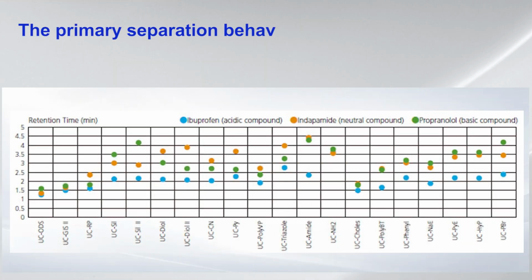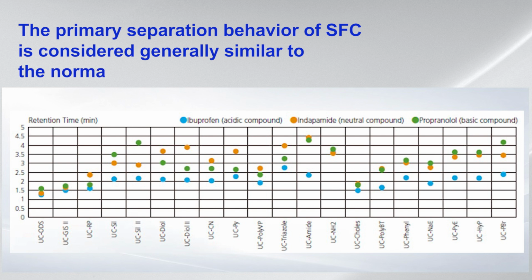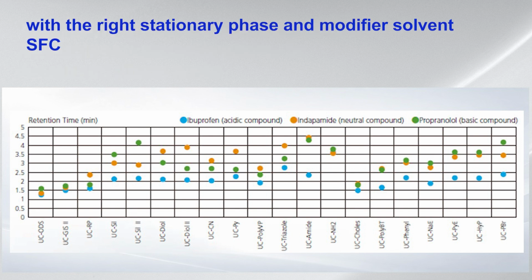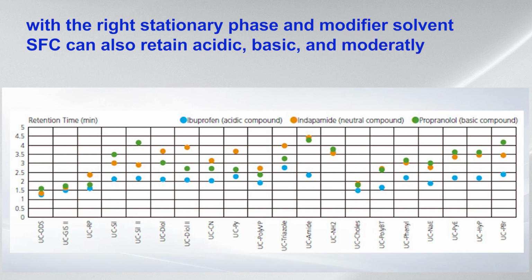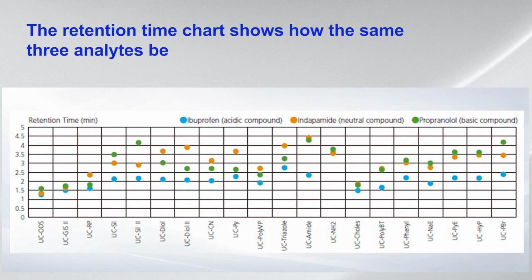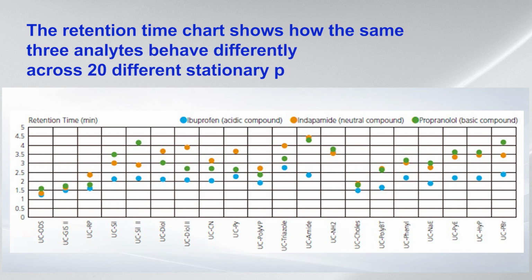SFC is particularly suitable for neutral or non-polar compounds, but with the right stationary phase and modifier solvent, it can also retain acidic, basic, and moderately polar molecules. The retention time chart shows how the same three analytes behave differently across 20 different stationary phases.